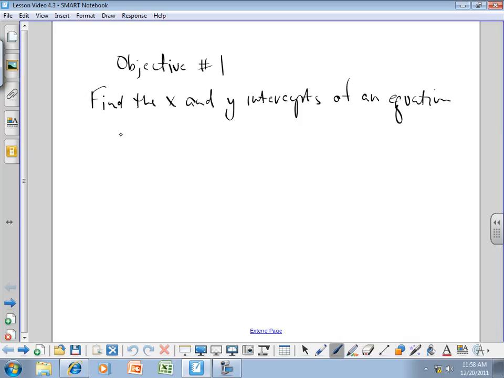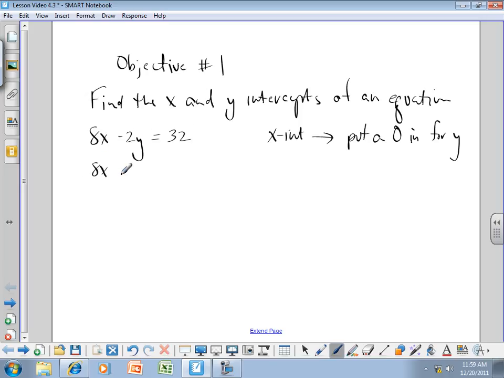All right? So here's an equation. 8x minus 2y equals 32. Well, the first thing I'm going to do is tell you that in order to find the x-intercept, put a 0 in for y. Okay, so look at this equation right here. Do you see a y? Oh, there it is. What am I going to plug in for that? I'm going to plug in a 0.